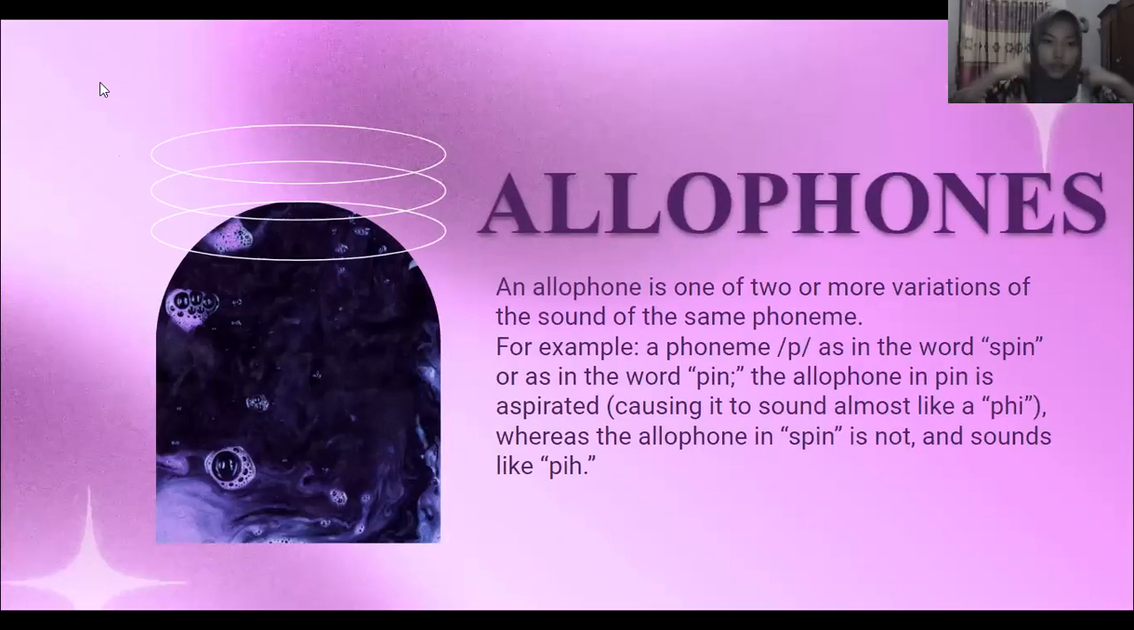Okay, thank you for the very great explanation. For the next topic, it will be about allophones, and it will be presented by me, Alifia Difayana. So yes, well, an allophone is one of two or more variations of the sound of the same phoneme. For example, a phoneme p, as in the word spin or as in the word pin, the allophone in pin is aspirated, causing it to sound almost like a p, whereas the allophone in spin is not and sounds like p.